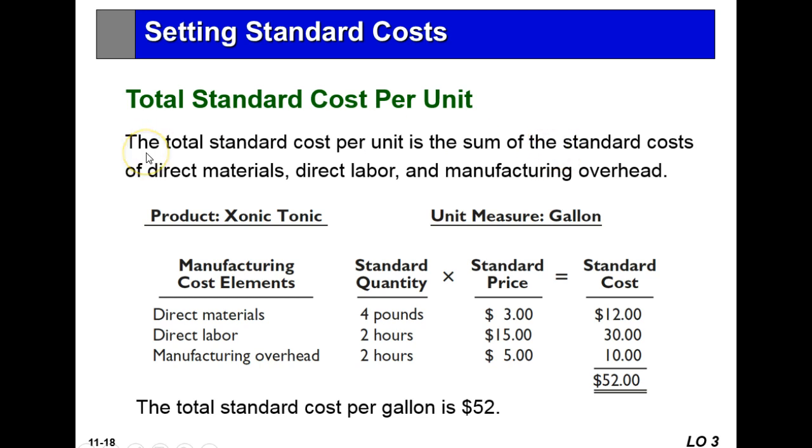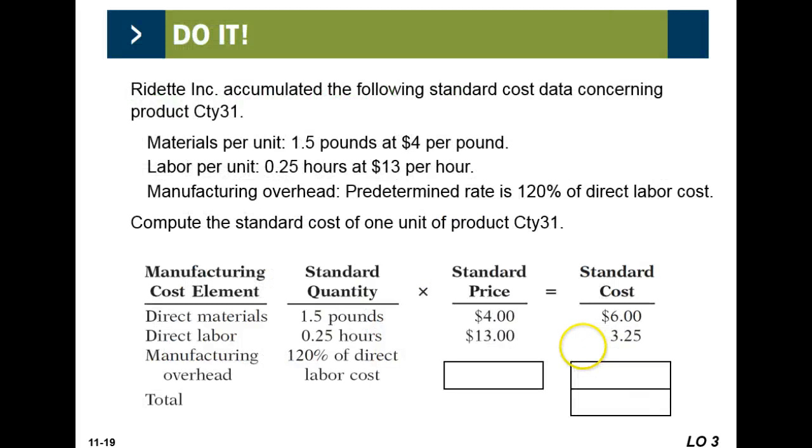So we've got this exonic tonic. Ooh, I wonder what's in this. We could dream what it could be. But we've got here our materials, our labor, and our overhead. Why would our labor be so high for an exonic tonic? I don't get that. But whatever, our standard cost here is $52.